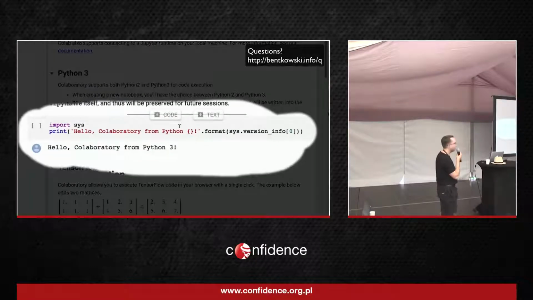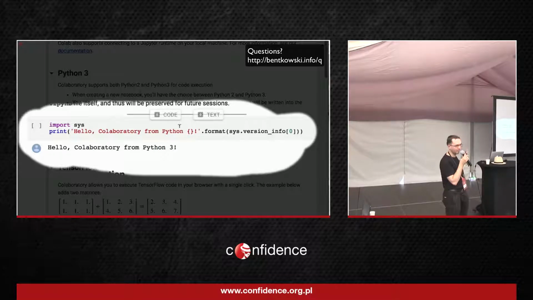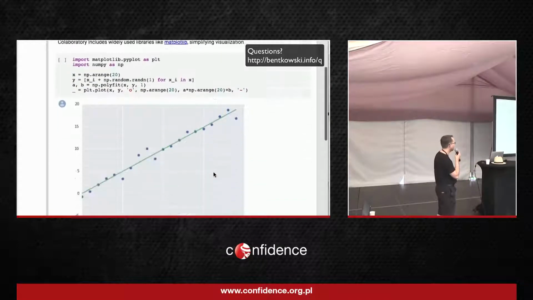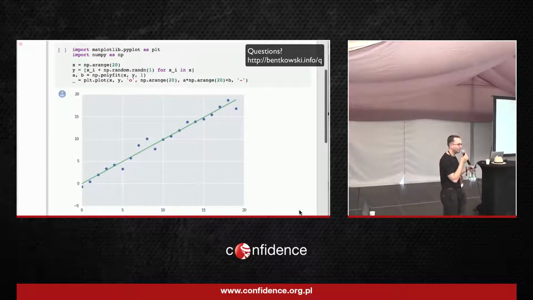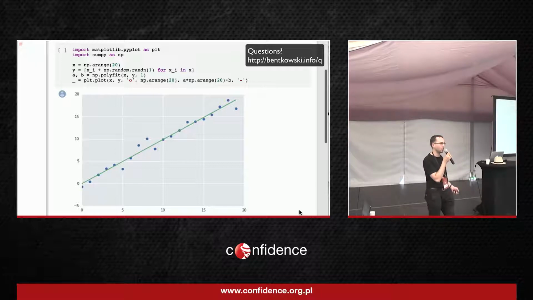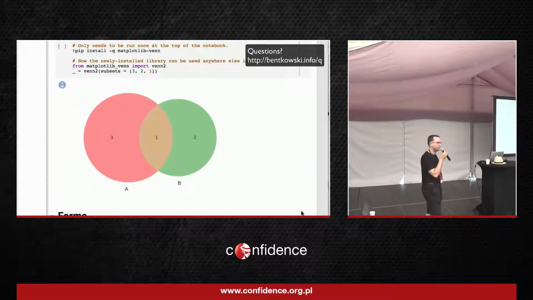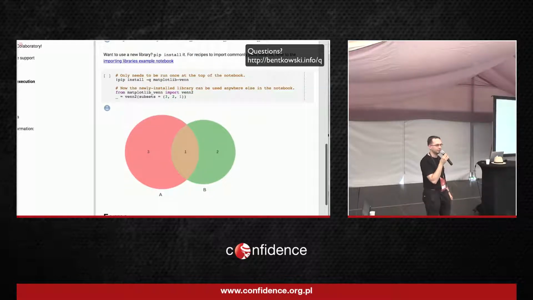And also, you can have some Python code. And the Python code is executed directly in the Colaboratory. So for example, you can use it to gather some data and then write a Python script that plots the data. And here we have some graph. Or even, for example, you can plot Venn diagrams.